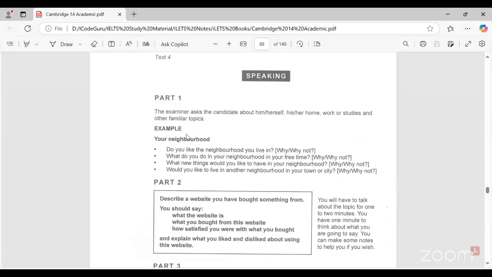Okay, anyone else who would like to answer the part one question first? Do you like your neighborhood to live in? Why or why not?